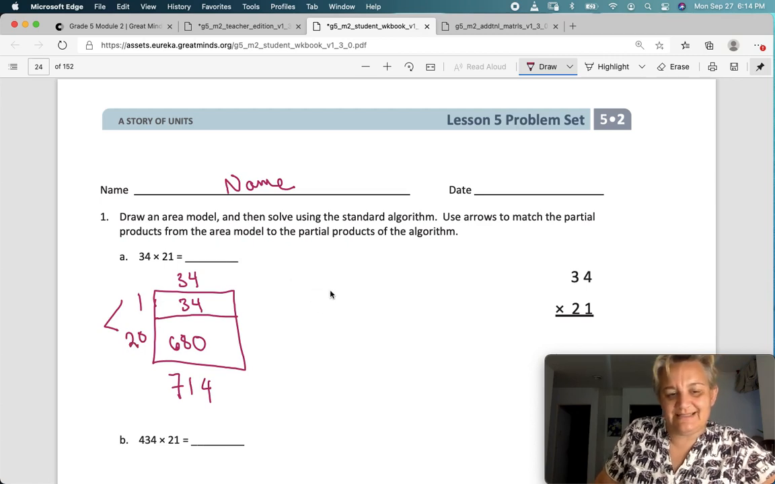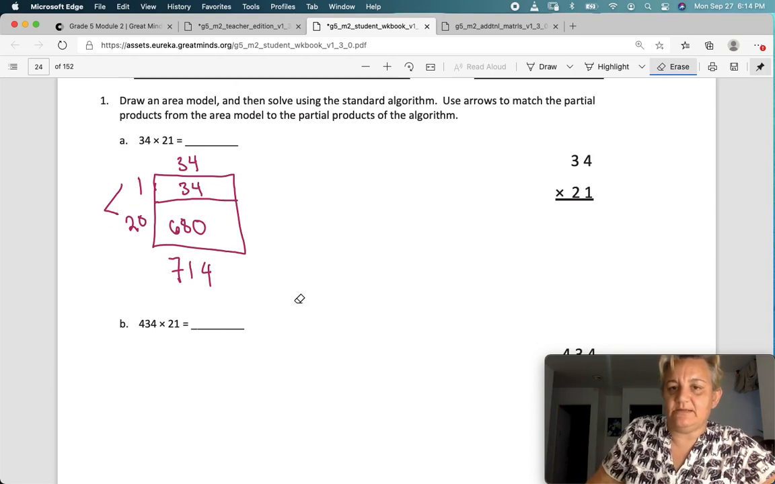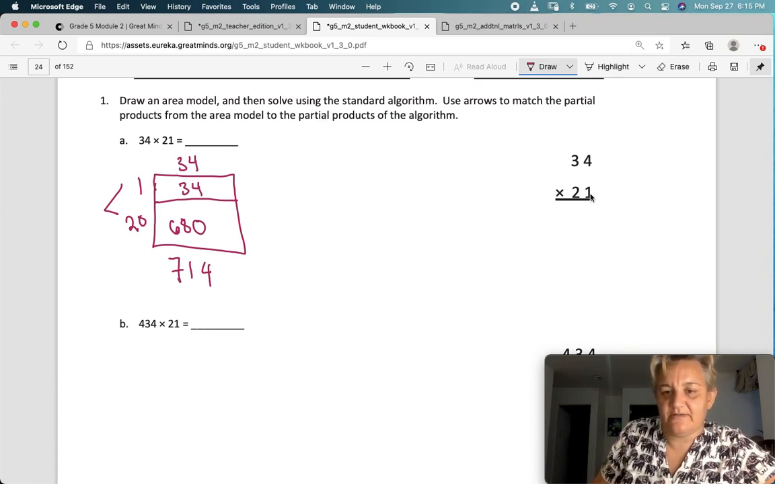If I use the standard algorithm, which is how we multiply in general, they've already given it to us over here. Didn't realize, sorry. What they want me to do, it says draw an area model and then solve using the standard algorithm. So we're going to do the same thing over here. 4 times 1 is 4.